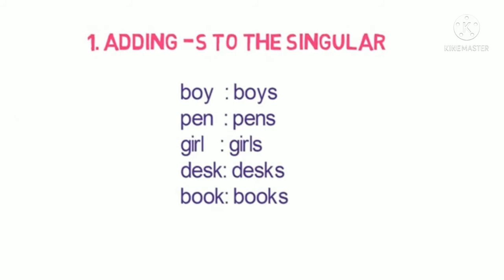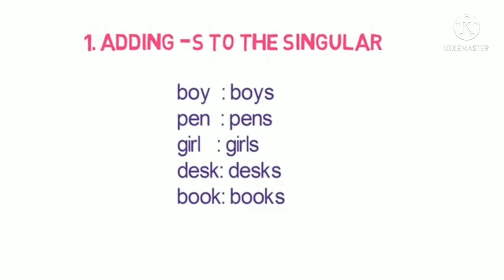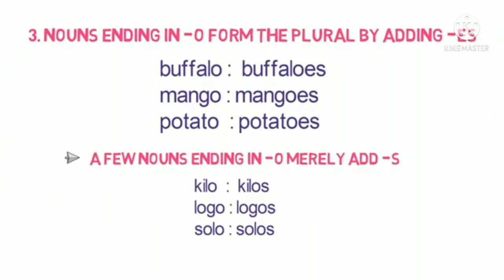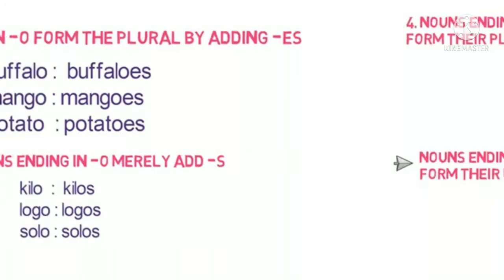Number 1. The plural of nouns is generally formed by adding s to the singular. Number 2. Nouns ending in s, sh, ch, or x form the plural by adding es to the singular. Number 3. Most nouns ending in o form the plural by adding es to the singular. A few nouns ending in o merely add s.